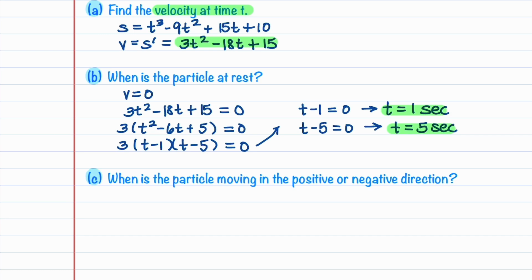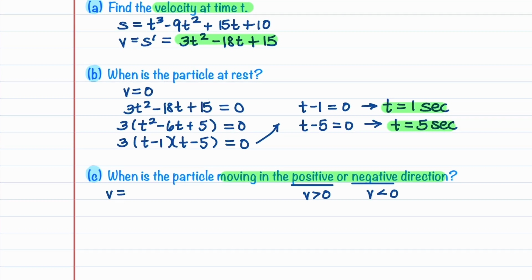Let's now look at part C. We want to find when the particle is moving in the positive or negative direction. A particle is moving in the positive direction when its velocity is greater than 0, and it's moving in the negative direction when its velocity is less than 0. So what we're going to have to do is find when the velocity is positive and when the velocity is negative.